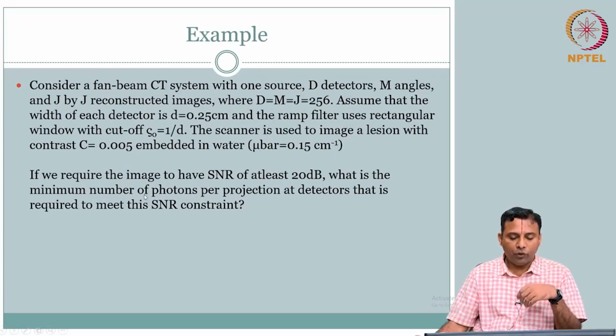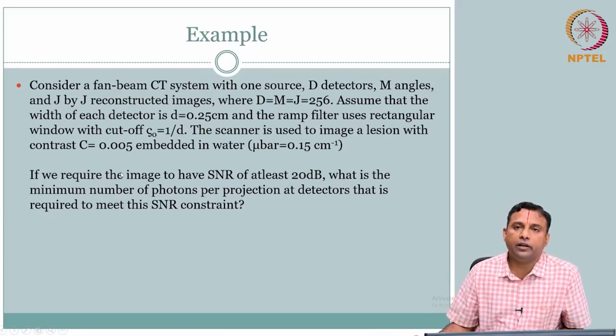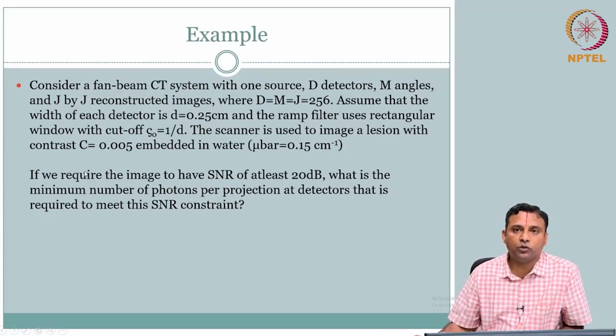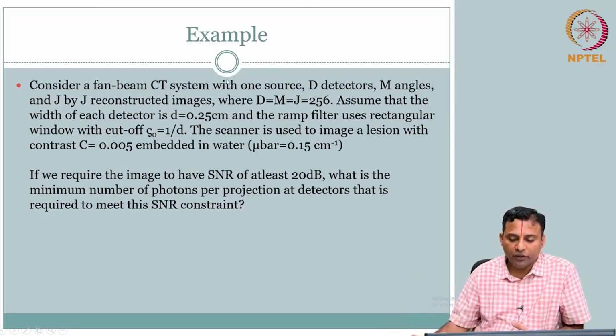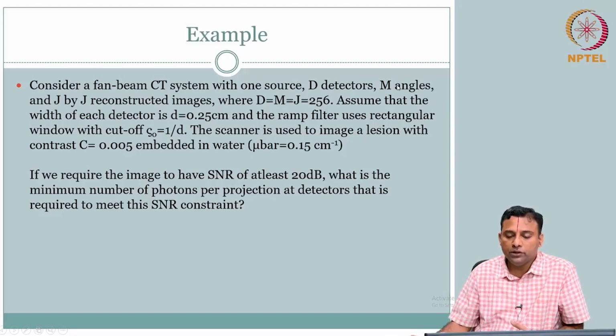Just before that, I won't solve this, just to appreciate, so that you can relate all the parameters we talked about so far. Consider a fan beam CT system with one source. Let's not deviate much from what we know. So you have D detectors, M angles, and an image size J by J. Here you are treating D equal to M equal to J equal to 256. So it's a 256 cross 256 image. So you have taken 256 views, and in each view you have 256 detector measurements.